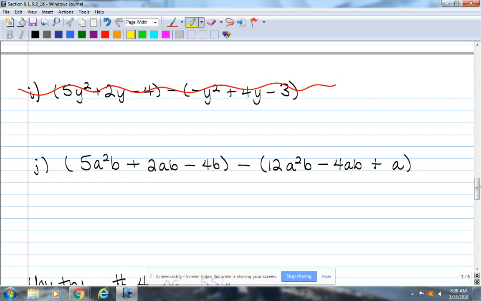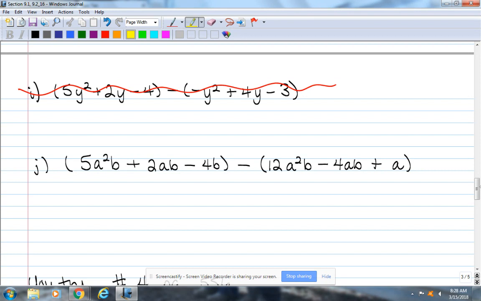Is an a squared b a like term with an ab squared? No. The variables have to have the same exponents in the same spot. Okay? So they got to have the same exponents with the same variable. But an a squared b is like terms with an a squared b, though, right? Yeah. Because the square is on the a and the b is to the first power.